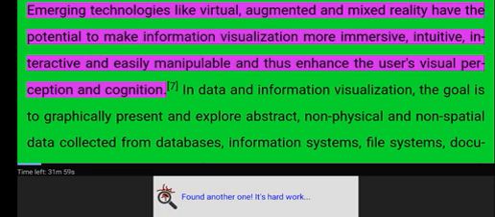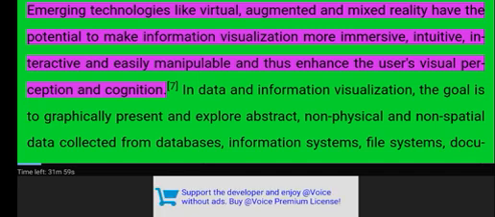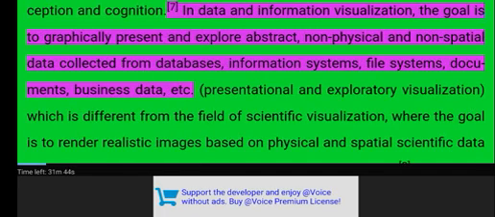Emerging technologies like virtual, augmented and mixed reality have the potential to make information visualization more immersive, intuitive, interactive and easily manipulable, and thus enhance the user's visual perception and cognition. In data and information visualization, the goal is to graphically present and explore abstract, non-physical and non-spatial data collected from databases, information systems, file systems, documents, business data, etc.